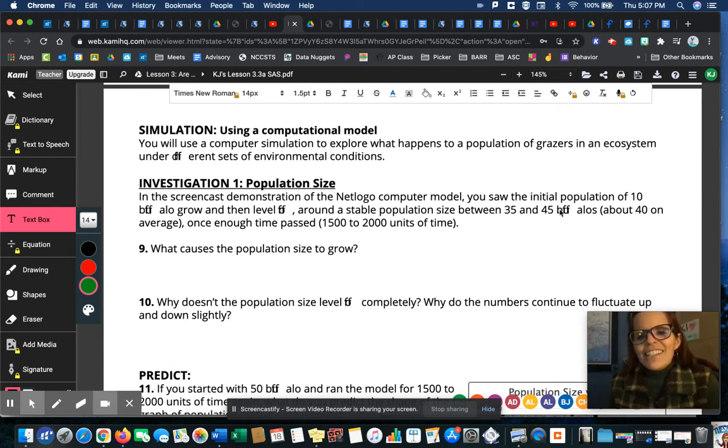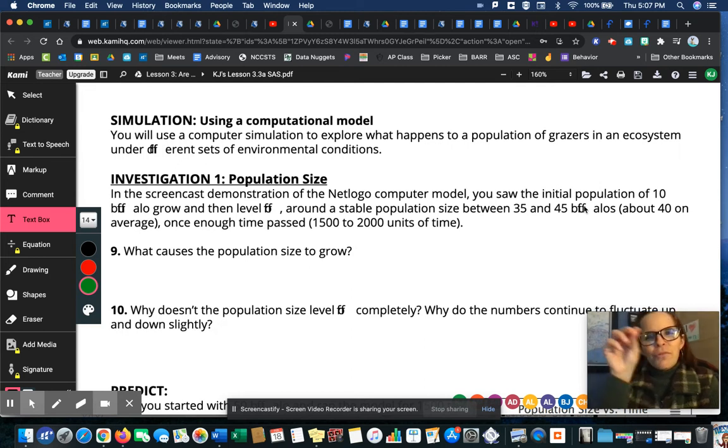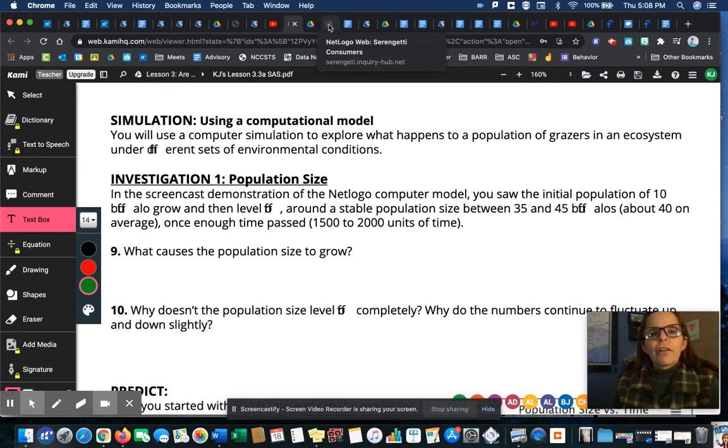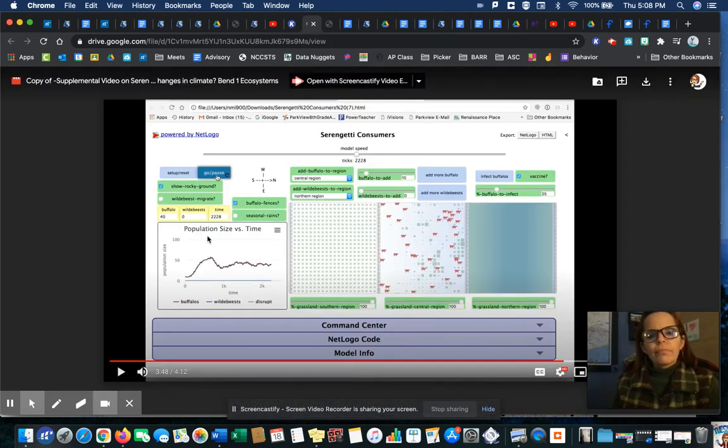I'm sorry, you guys, that Cami always has trouble reading two Fs, so it looks so weird, but about 40 on average once enough time passed. So let's go back and look at his diagram for a moment, this one.